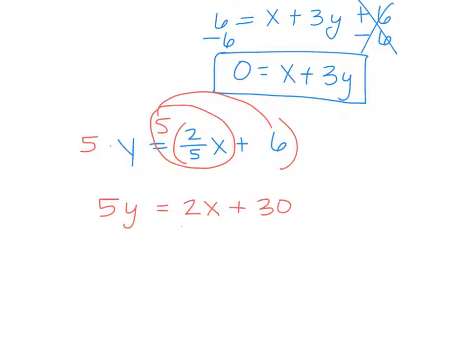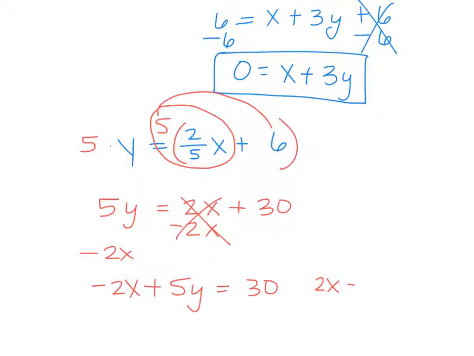Okay, how do I put that into standard form? Take away the 2x. Okay, and here's the thing. That's not the only way you could do it. You could take away the 5y and move the 30 over. So there's really 2 different ways you could see this. But if we take away the 2x, then we get negative 2x plus 5y on the left. This is gone, equals 30. Okay, but some of you might have gotten 2x minus 5y equals negative 30. Okay, both of those are correct.